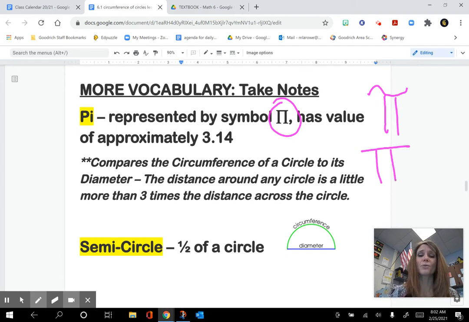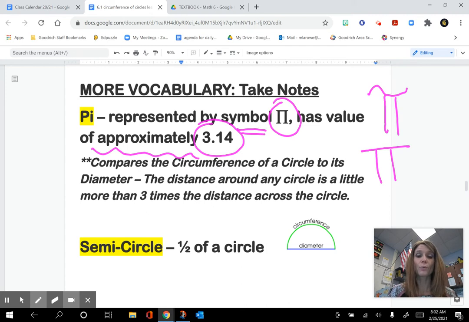So pi has a value of about 3.14. Now, the decimals do keep going, but there's really not a pattern to the repeat of it. And so that's why pi is always just cut at like 3.14. So we will use the 3.14 decimal anytime we're talking about the value of pi.